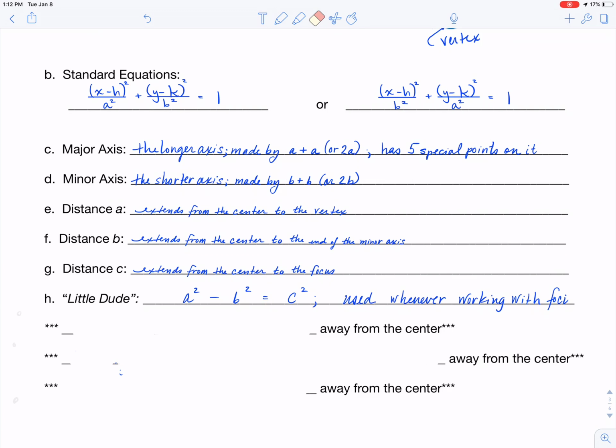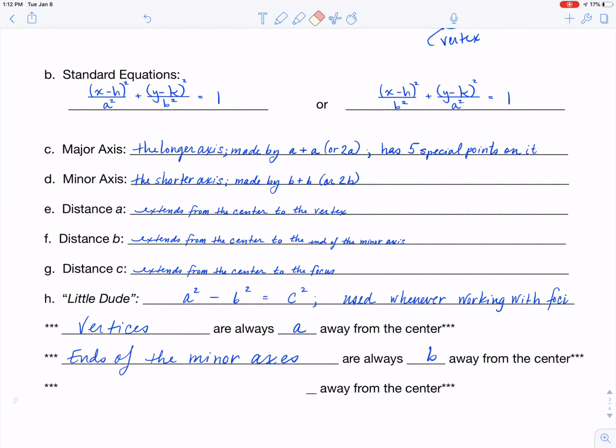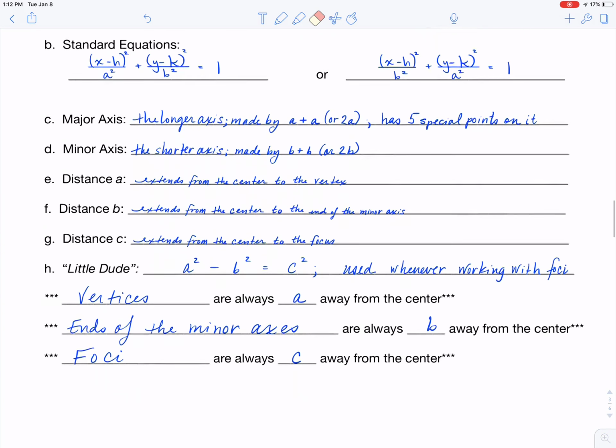3 important statements to make for you to get used to hearing, get used to seeing them, and get very familiar with them. First of all, the vertices are always going to be A away from the center. Secondly, the ends of the minor axis are always going to be B away from the center. And then thirdly, the foci are always going to be C away from the center.